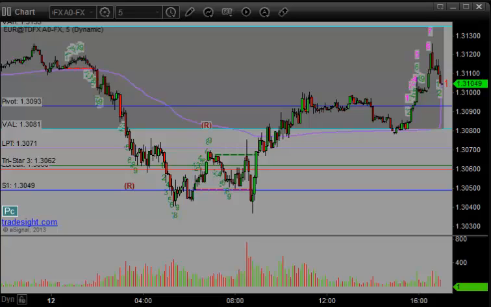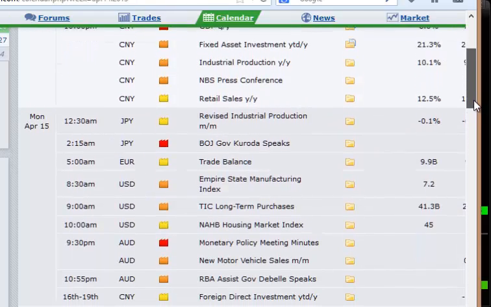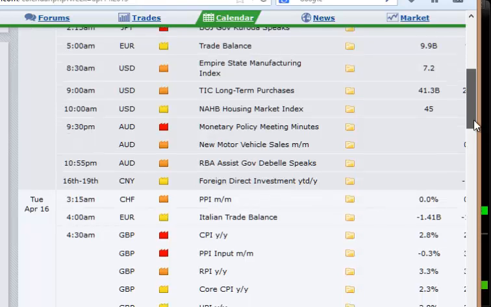So let's focus now on the economic data coming out this week. As usual, we're going to use Forex Factory's calendar. Here we are starting on Sunday, April 14th. We got the Rightmove HPI index out of the UK, home loans out of Australia, a bunch of data dumped out of China. We've got GDP, fixed asset investment, industrial production, the NBS press conference, and retail sales. That heads into Monday. Japan, revised industrial production, trade balance out of Europe. The U.S. has Empire State Manufacturing Index, TIC long-term purchases, housing market index.